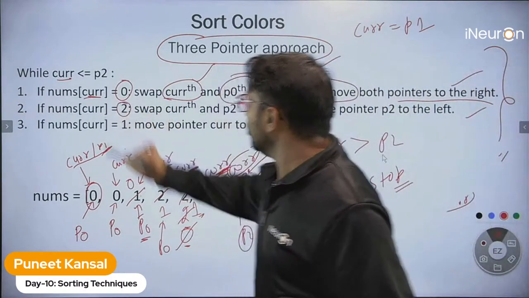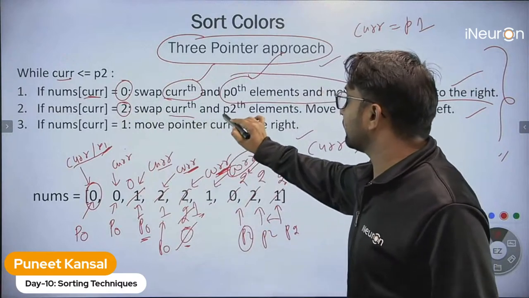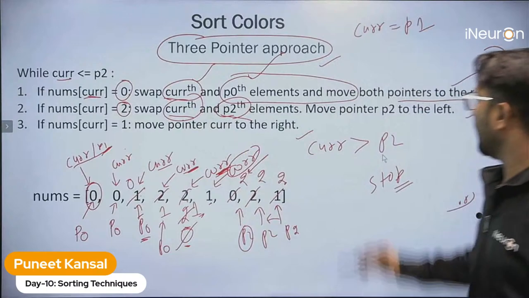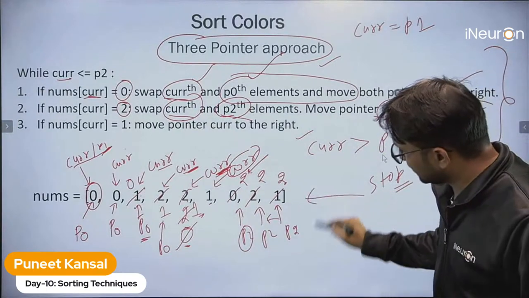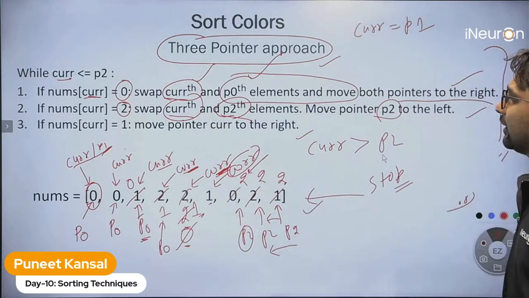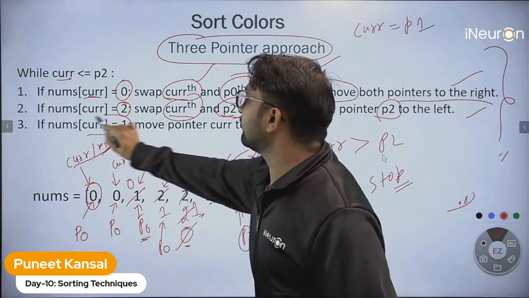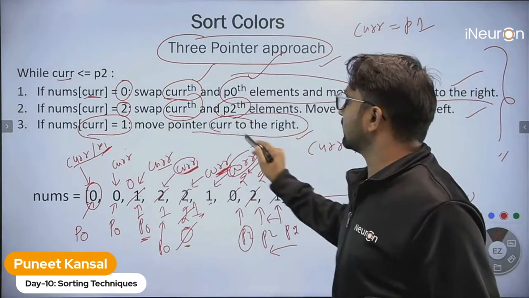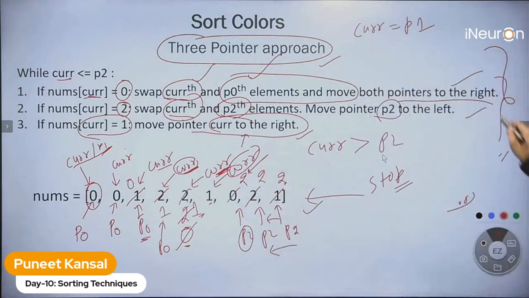Whenever we are finding 2, we are swapping the current pointer with the last element, the P2 pointer, and moving the P2 to the left side. This is also we have done. Third one, whenever we are finding 1, we are simply moving the current. So this is the logic working behind this problem.